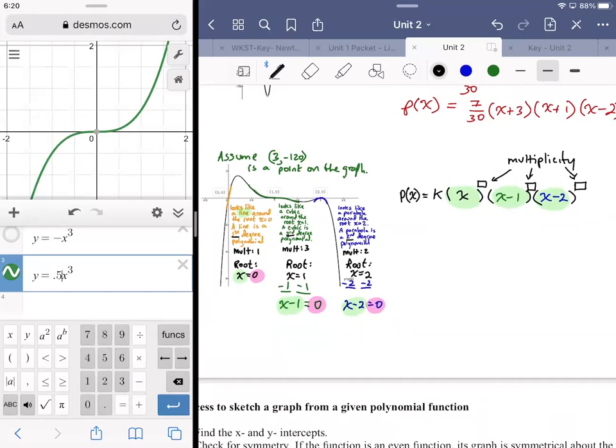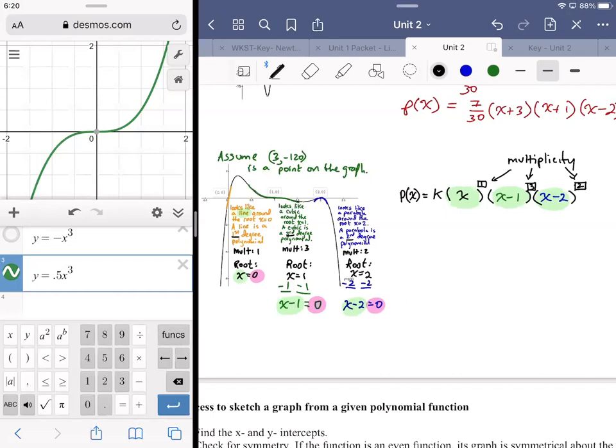All right. So we have multiplicity of 1 for the first one, so just tuck in a little 1 here. 3 for the second one, and 2 for the last one. So 1, 3, 2 would be our powers. All right.